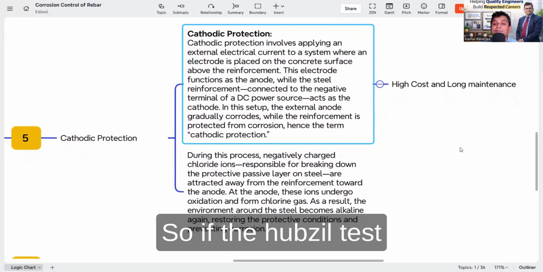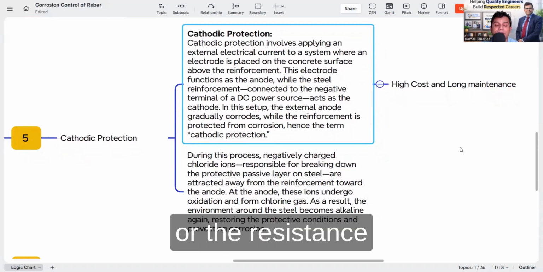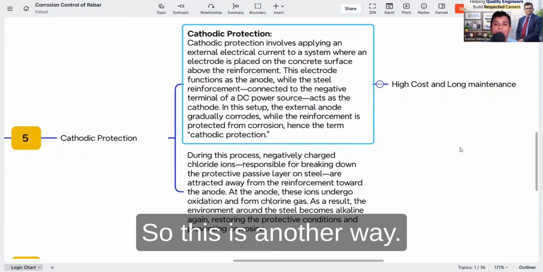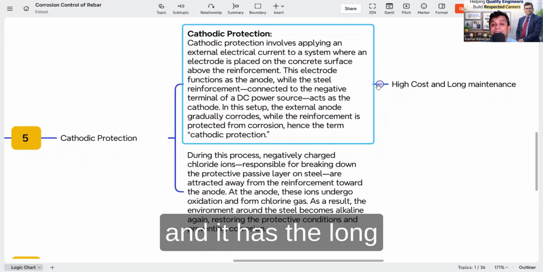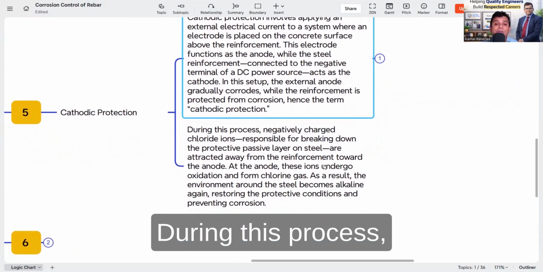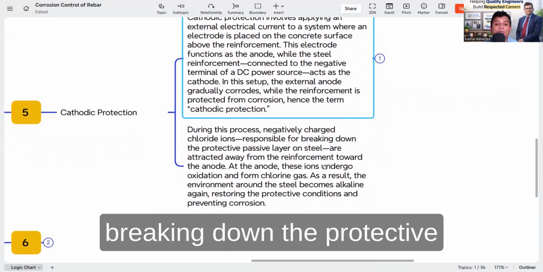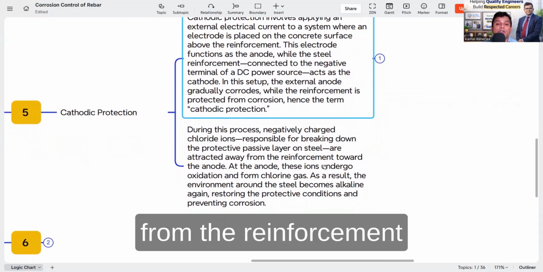So with the half-cell test, as it is called, you need to measure the corrosion or the resistance periodically, and it is a high cost. So this is another way, but you need to bear this cost, and it has a long maintenance cost. During this process, negatively charged chloride ions, responsible for breaking down the protective layer of the steel, are attracted away from the reinforcement toward the anode.